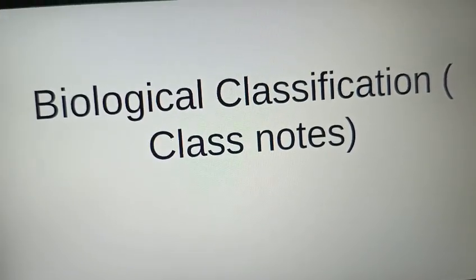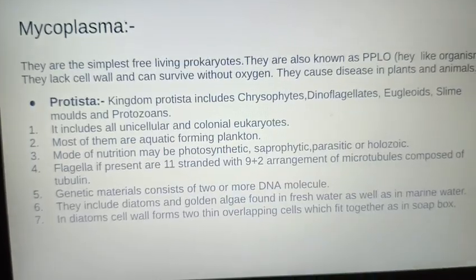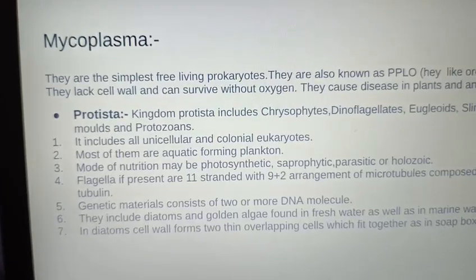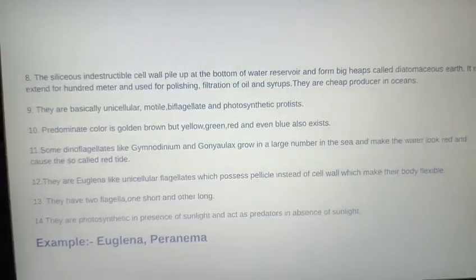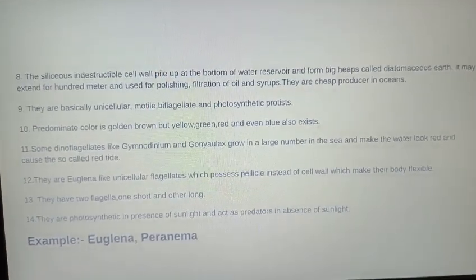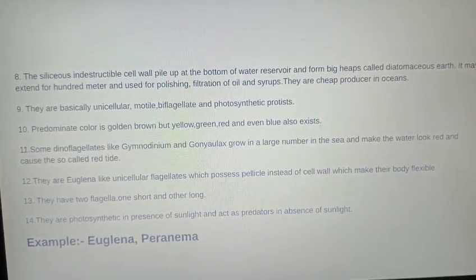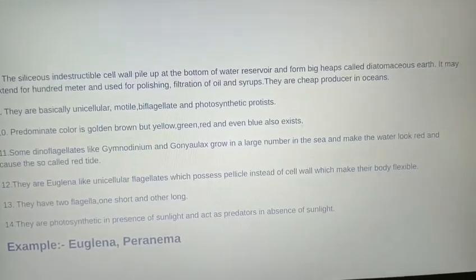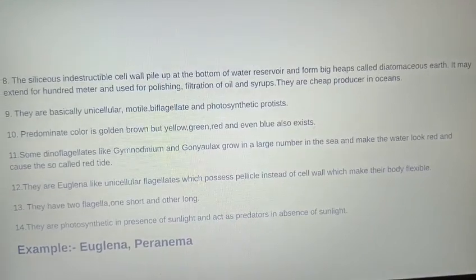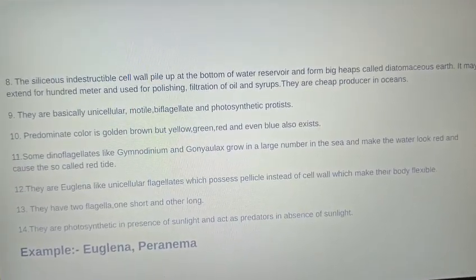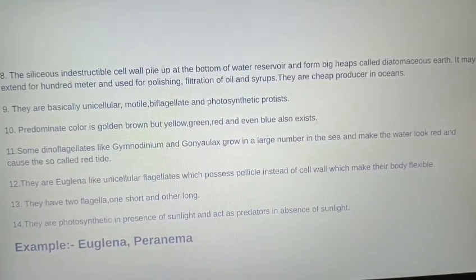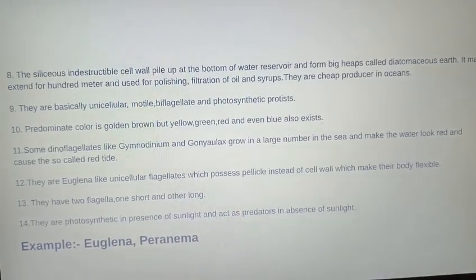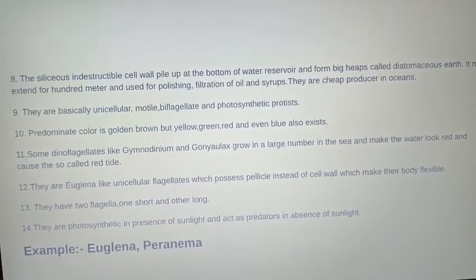Okay, so let's start. In our previous class we studied Protista till 7 points. Now we will start the 8th point, which is written here. The siliceous indestructible cell wall piles up at the bottom of water reservoirs and forms big heaps called diatomaceous earth. It may extend for 100 meters and is used for polishing, filtration of oil and syrups. They are chief producers in oceans. Who are chief producers in oceans?